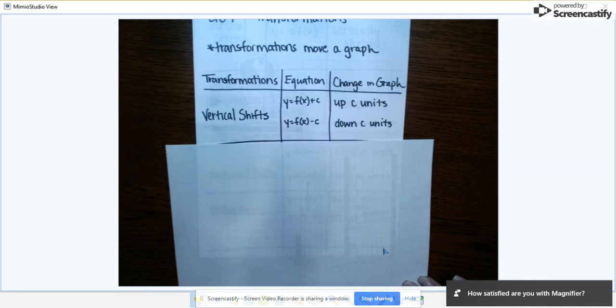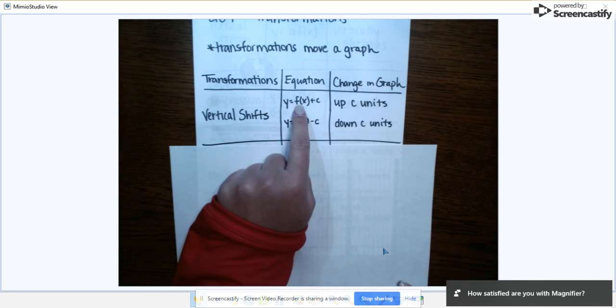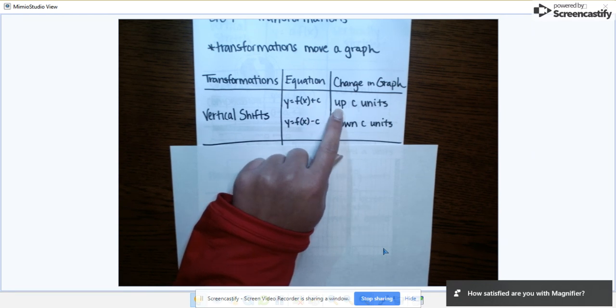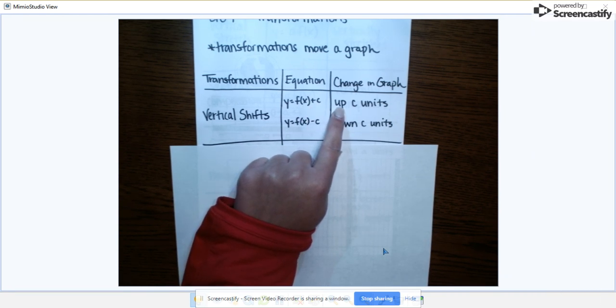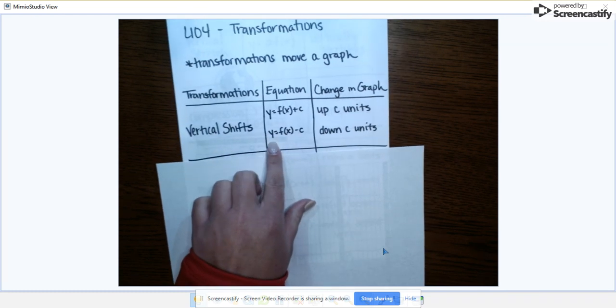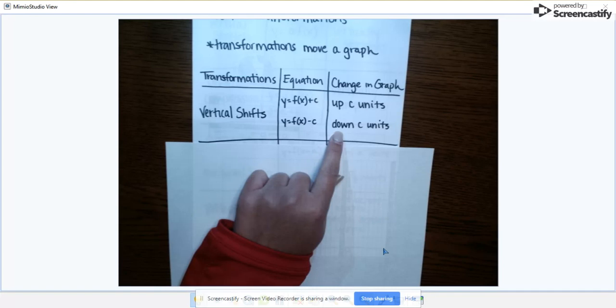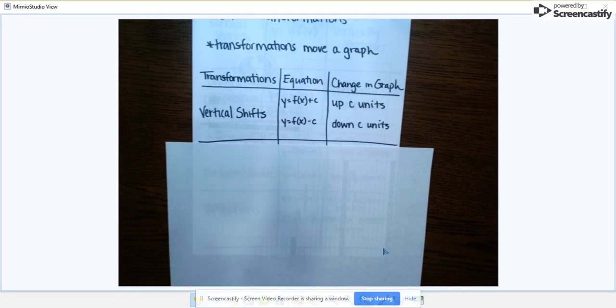So first one is we're going to have vertical shifts. Vertical shifts mean we go up and down, hence vertical. So in an equation, we would have our function, and then we would have a plus c. If it's plus c, we're going to go up c units. We can also have our function minus c, and that means we're going to go down c units. Remember, c stands for constant, so it'll be a number.